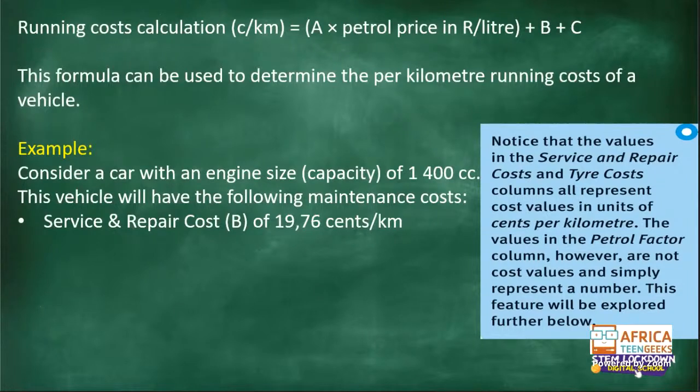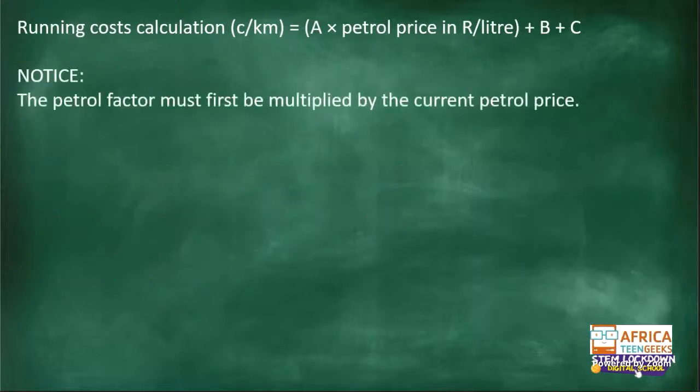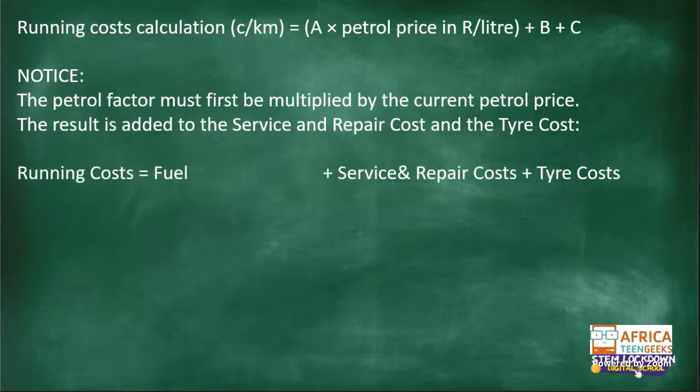per kilometer? So per kilometer, it's calculated by looking at the service and repair cost, that is in B, and then you also look at the tire cost, that is in C. You also look at the petrol factor, which you must multiply, by the way, by the current petrol price. So the petrol factor will help you to get the actual amount because you multiply that by the petrol price. And remember, everything there must be in cents. Therefore, the result which is added to the service and repair cost and the tire cost is as follows.